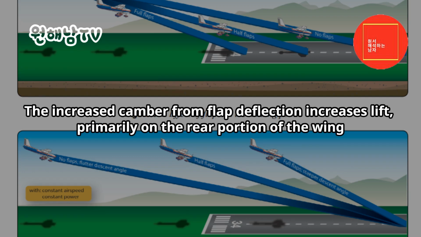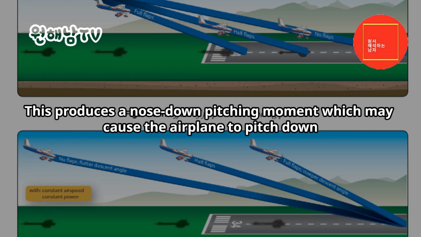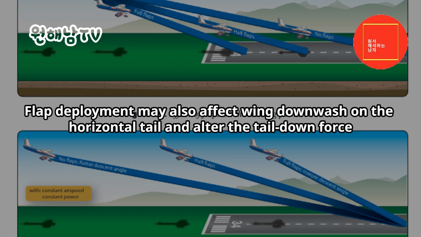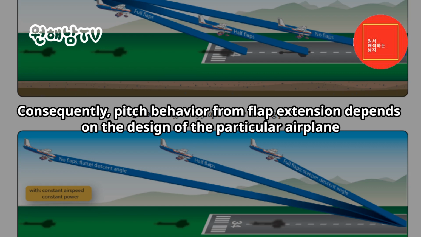The increased camber from flap deflection increases lift, primarily on the rear portion of the wing. This produces a nose-down pitching moment which may cause the airplane to pitch down. Flap deployment may also affect wing downwash on the horizontal tail and alter the tail down force. Consequently, pitch behavior from flap extension depends on the design of the particular airplane.